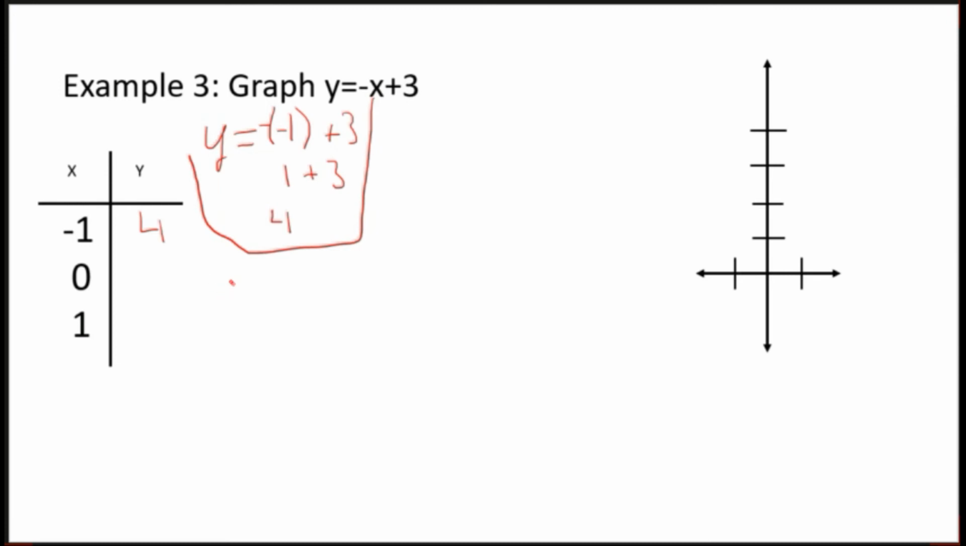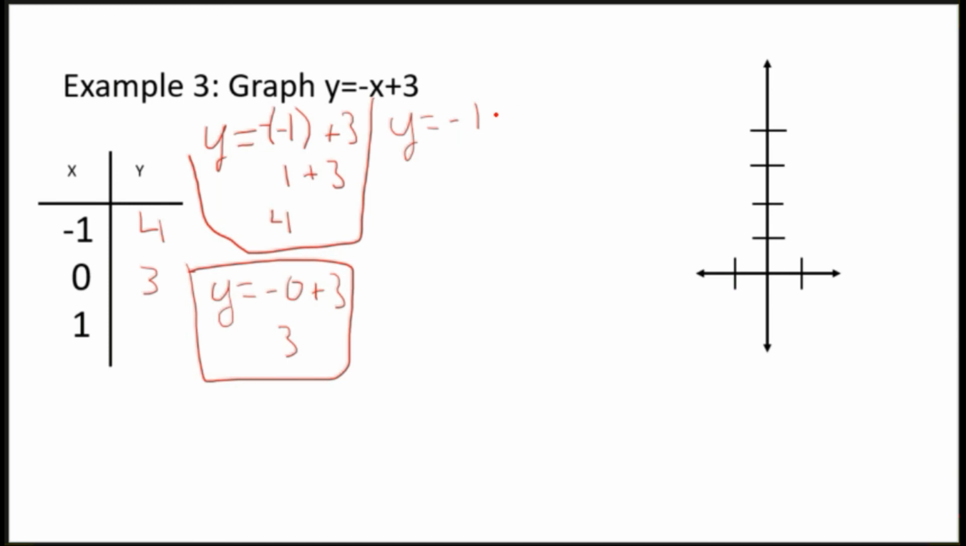Okay, next one. Y equals -0 plus 3. Well, -0 is just 0, so we're left with just 3. Okay, and for our last one, we have y equals -1 plus 3. And -1 plus 3 gives us 2.